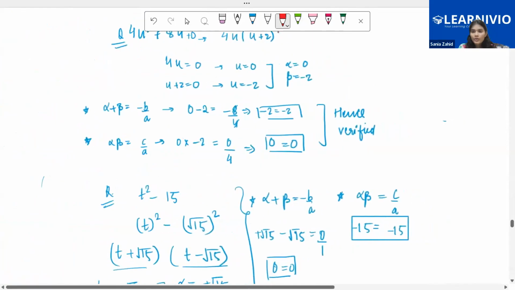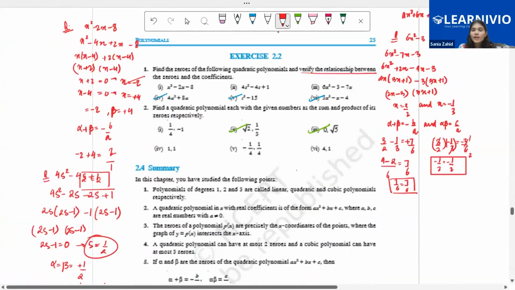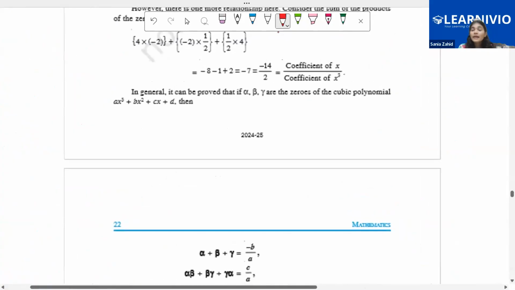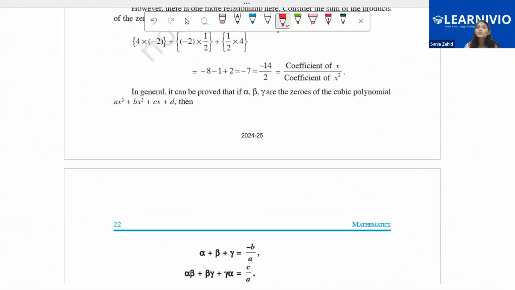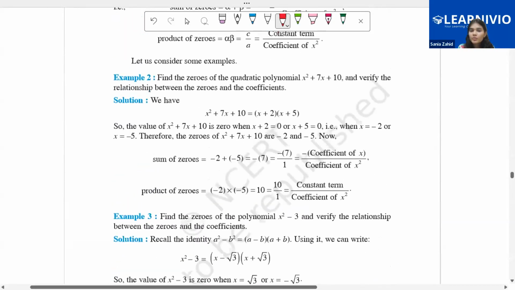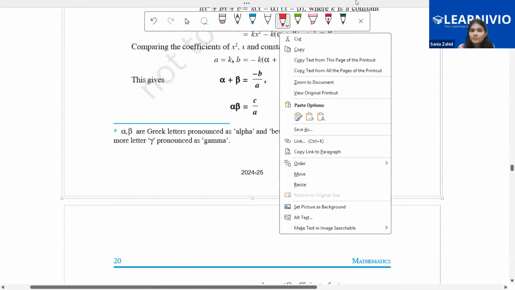Okay, good. Now we come to the one last part that we have to discuss from this lesson, which is when we have a cubic polynomial. So we studied the zeros of a linear polynomial. Okay, what is the formula? Let's just quickly have a revision. For linear polynomial, what is the formula? We studied a formula for linear polynomial.